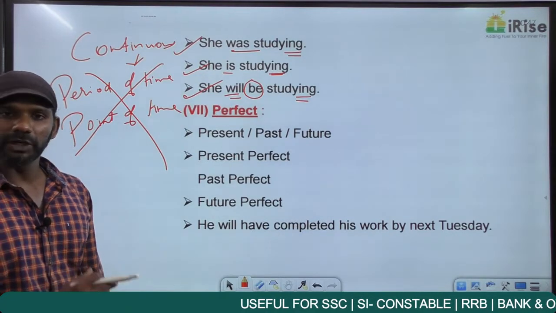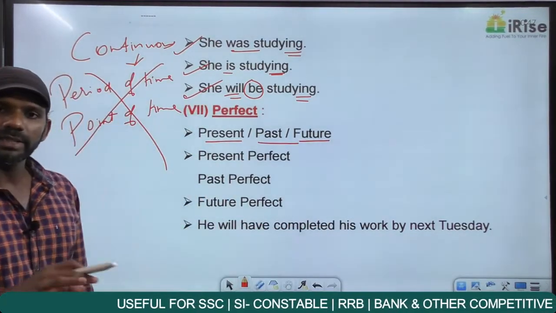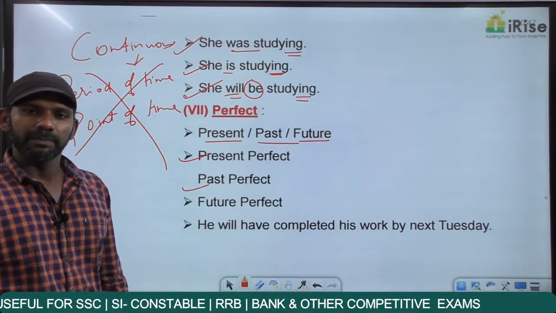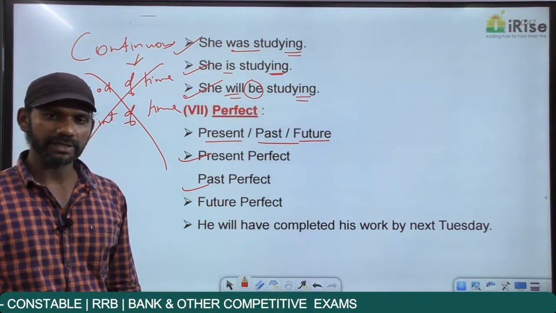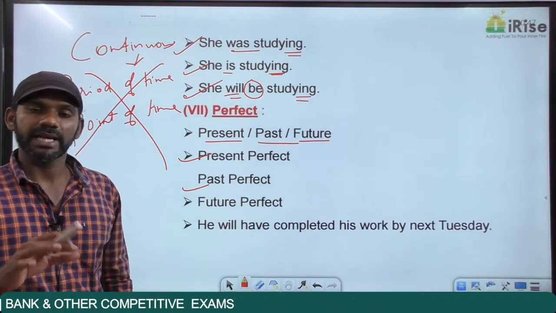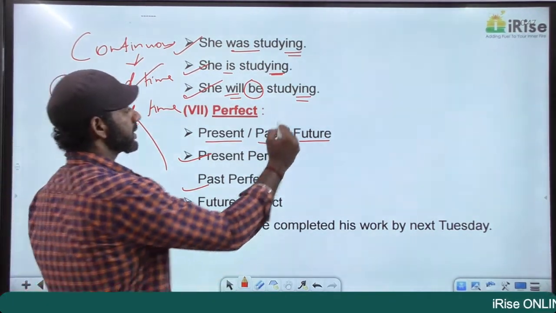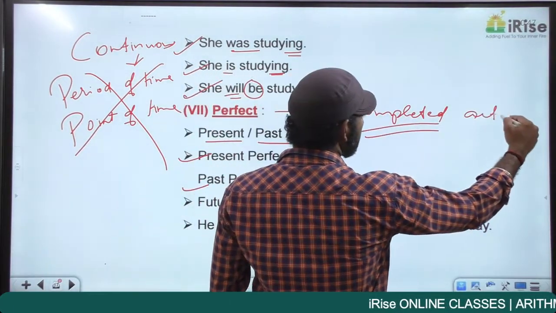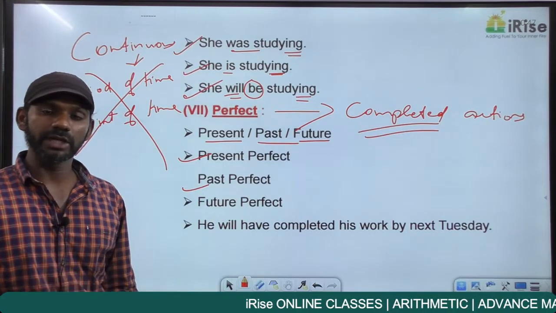Come to the next category, perfect. Present perfect, past perfect, future perfect. I have already told you about the usage of present perfect and past perfect. Present perfect is used to refer to a past action when the time of the action is not mentioned. Past perfect is used when there are 2 actions in the past tense and there is a time difference between the 2 actions. The action completed first must be in the past perfect tense. Now, perfect tense is always used for completed actions, not started actions.